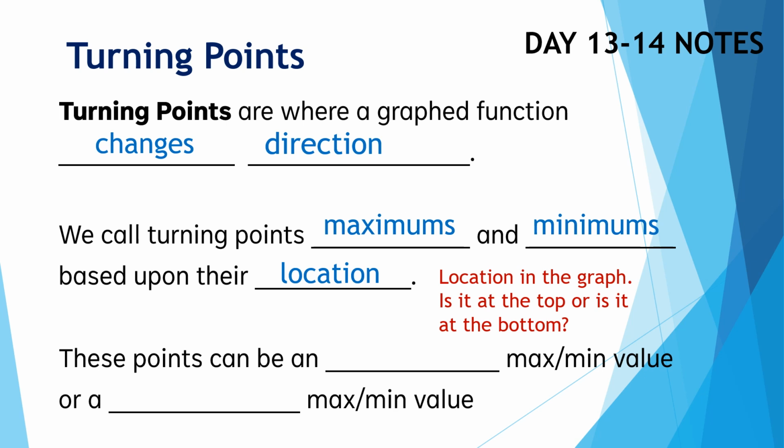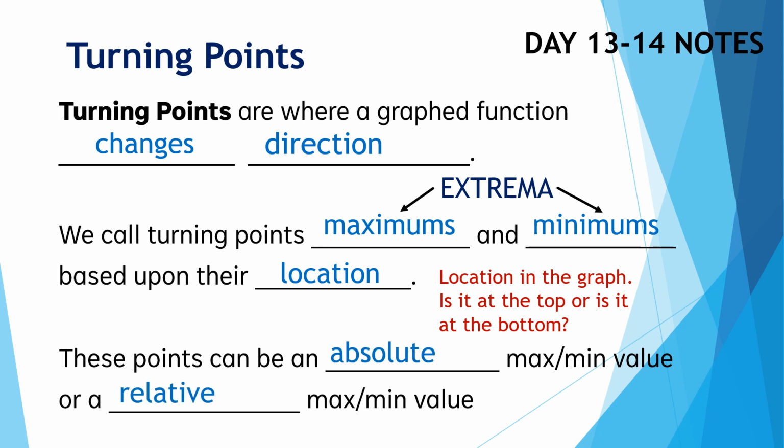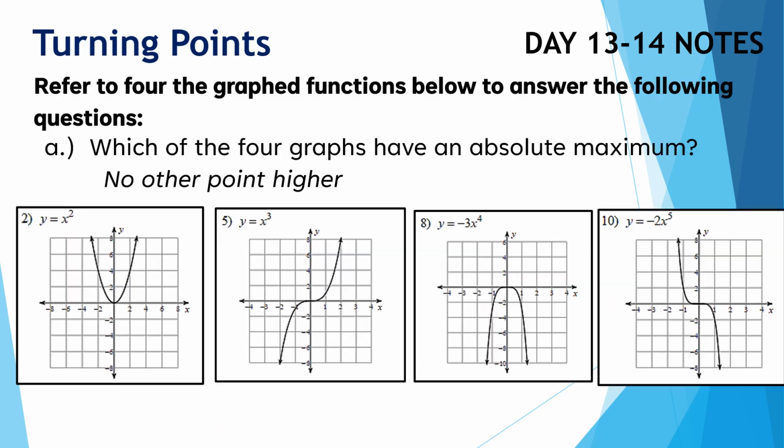Another term that we use for the maximums and minimums is the extrema, because if they're absolute max and min values, then they will be the biggest, the absolute highest, or the most extreme minimum value. So again, those can be absolute max and min values, or if they're just a turning point within the curve, then they will just be considered a relative max or min value. And that's just a regular turning point.